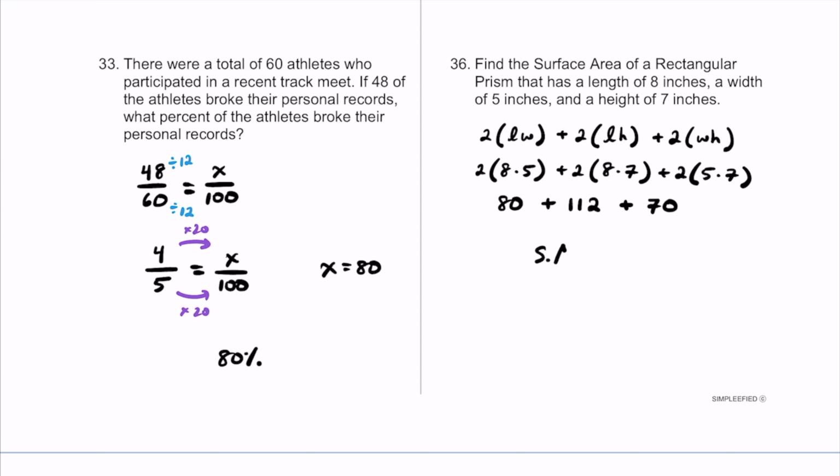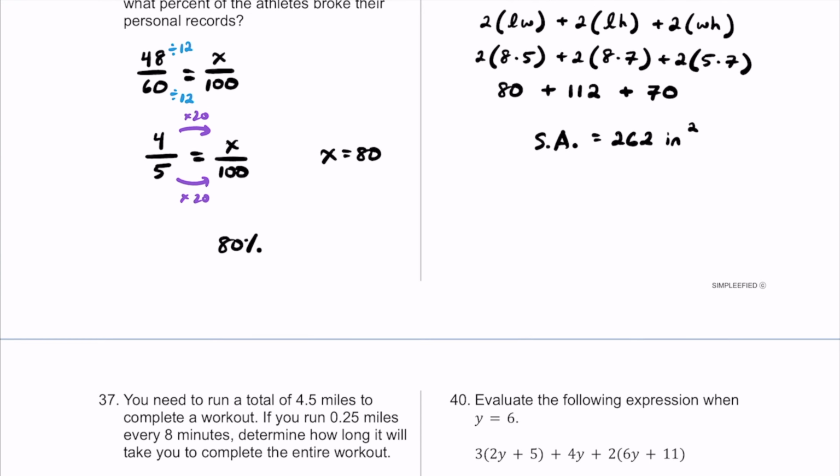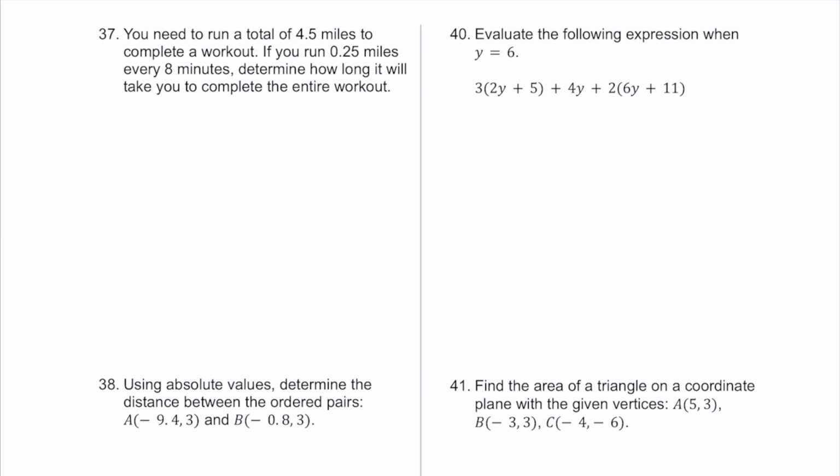So the surface area is going to be 262 square inches. That would be the surface area here. For 37, we need to go ahead and run a total of 4.5 miles to complete a workout. If you run 0.25 miles every 8 minutes, how long will it take to complete the entire workout?